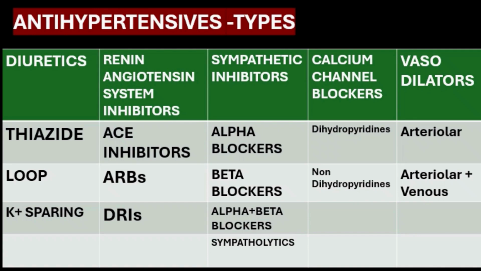Now, let us go to the topics in detail. Antihypertensives and its types. This chart you have to remember for your exams. All 5 categories of antihypertensive medicines and their subcategories are already mentioned in this chart, so go through the chart. Let us go to the topics in detail.